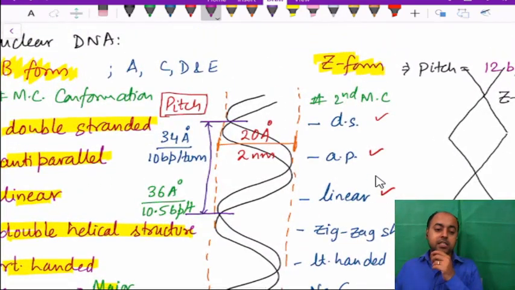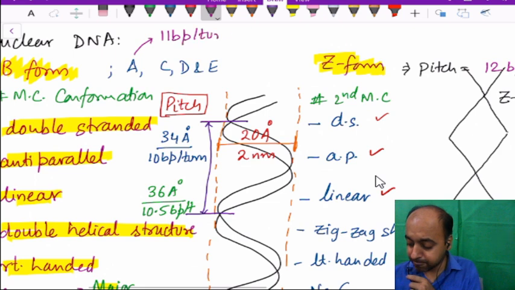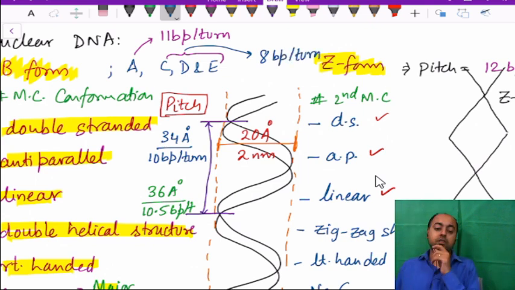Talking about the A, C, D and E forms, you can note the A form will have 11 base pair per turn, whereas the C, D and E forms, each of them will have 8 base pair per turn. So this is a little bit about different conformations of the nuclear DNA, the B form, the Z form, A, C, D and the E forms.